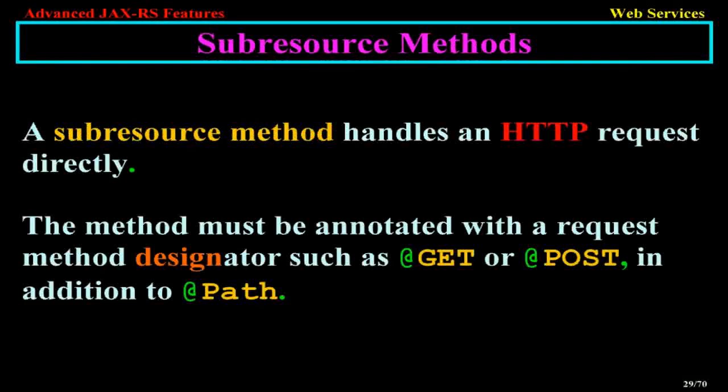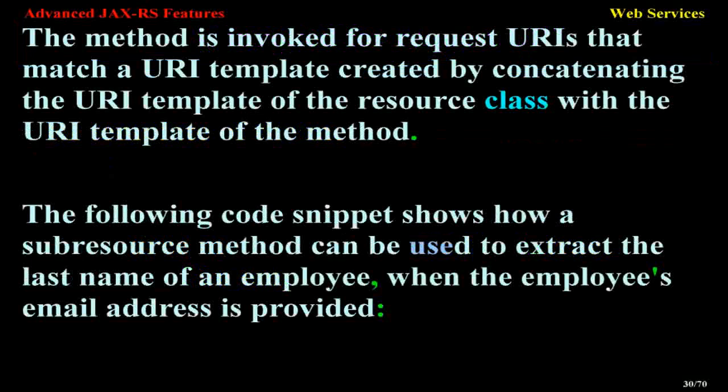Subresource methods. A subresource method handles an HTTP request directly. The method must be annotated with a request method designator such as @GET or @POST, in addition to @Path. The method is invoked for request URIs that match a URI template created by concatenating the URI template of the resource class with the URI template of the method. The following code snippet shows how a subresource method can be used to extract the last name of an employee when the employee's email address is provided.